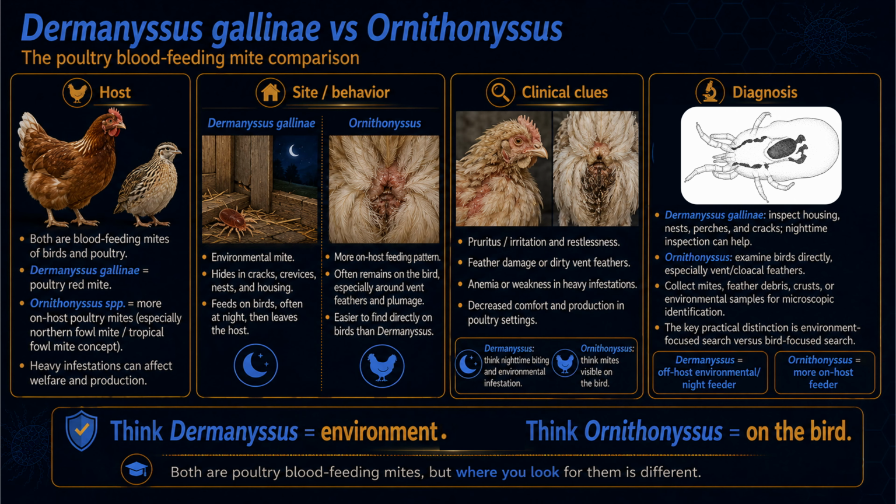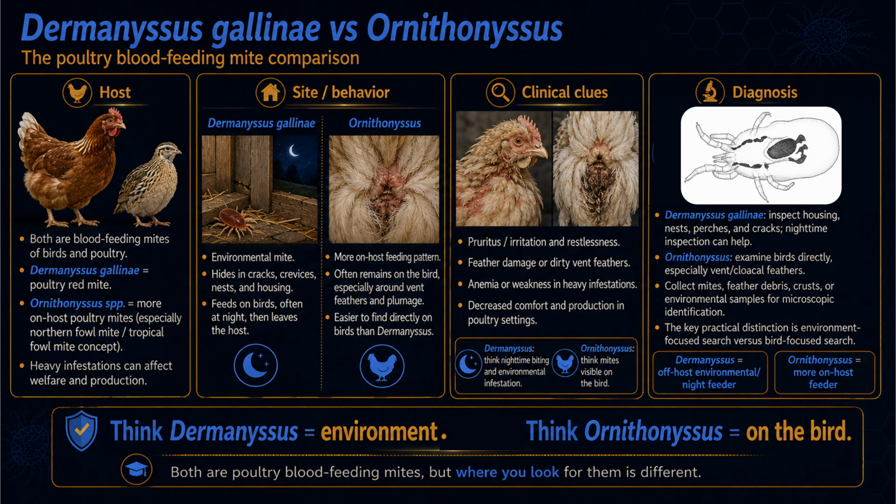Now to poultry blood-feeding mites. The big teaching contrast is where you look. Dermanyssus gallinae is the red poultry mite and is often an environmental, off-host, night-feeding mite. It hides in cracks, crevices, nests, perches, and housing, and then feeds on birds, often at night. Due to this mite lifestyle, it can be easy to miss the mite when examining the bird.